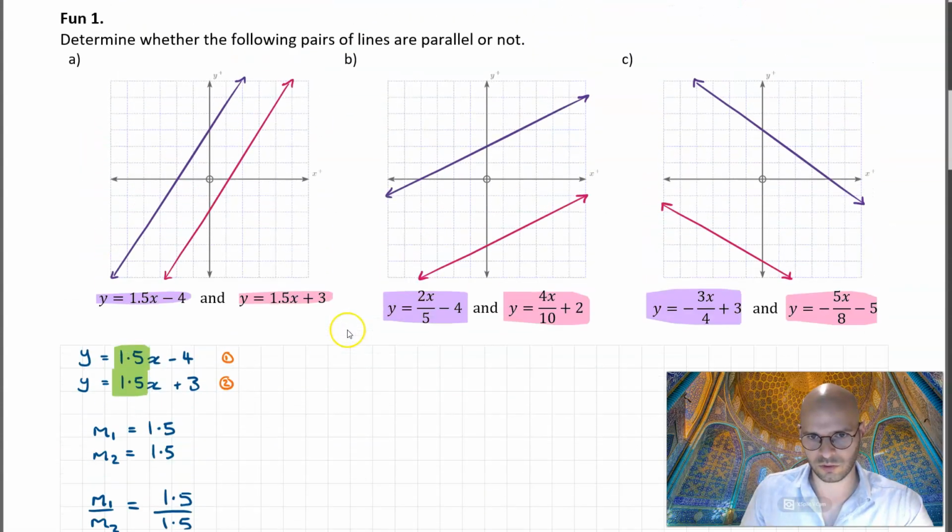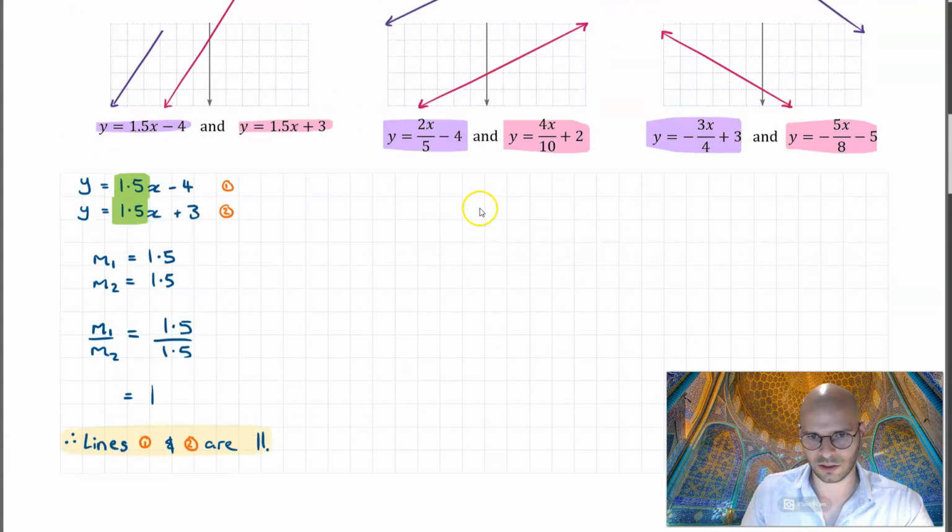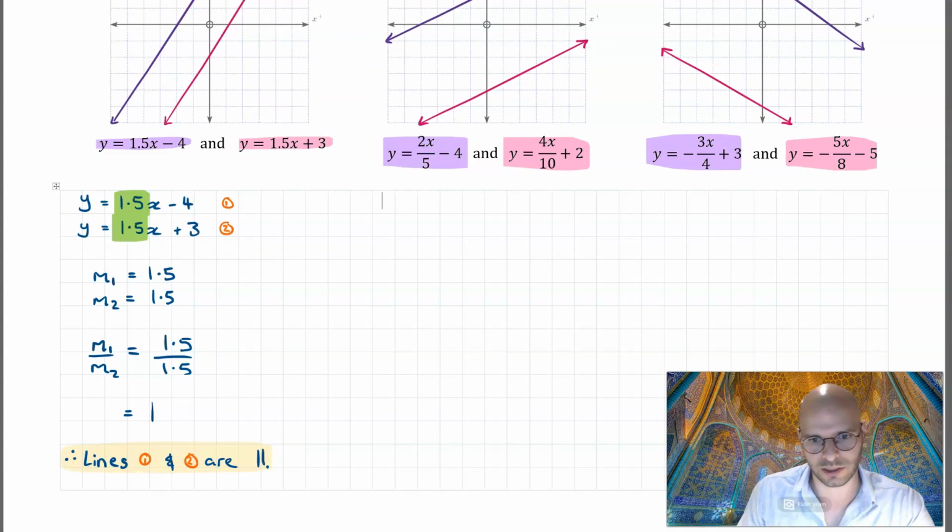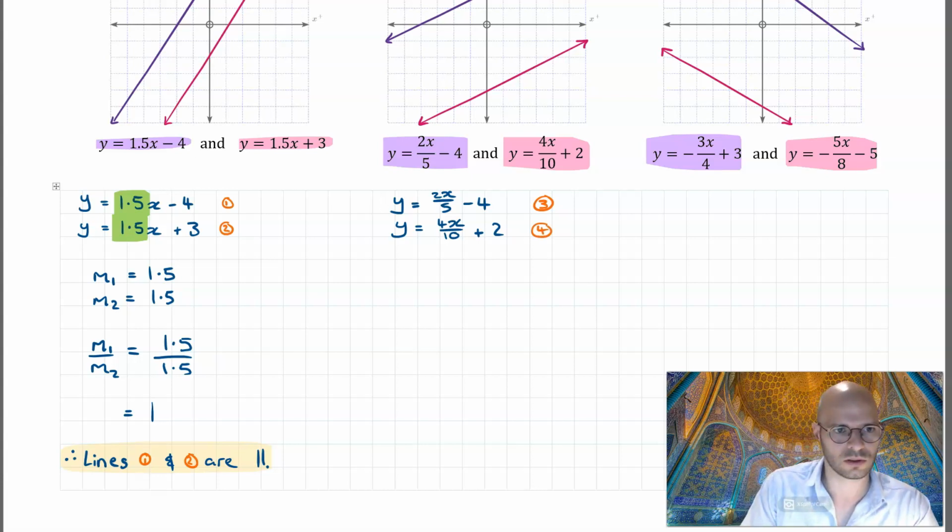Alright, let's move on to B. We have a system of equations. Our equations are defined as y equals 2x over 5 minus 4, which will be equation 3, and y equals 4x over 10 plus 2, which we'll call equation 4.